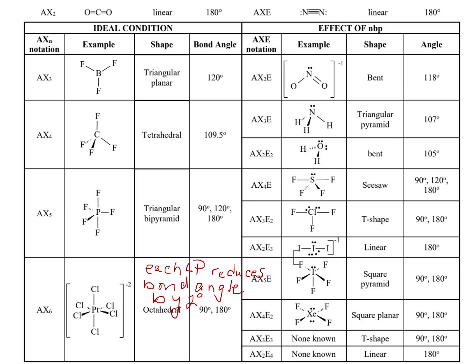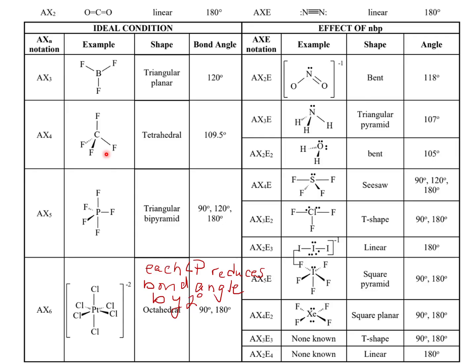So this chart has the basic form, and then it has the derivatives. For example, the trigonal planar one is like BF3. If you get rid of one of the bonding pairs and turn it into a lone pair, now you have a bent molecule. These shapes refer to what the atoms are doing. It doesn't include what the lone pairs are doing, but we'll get there.